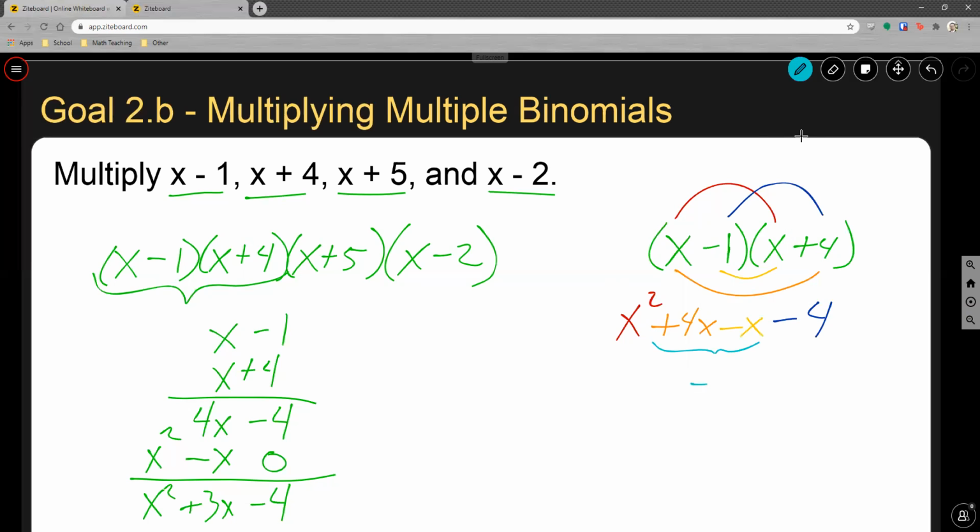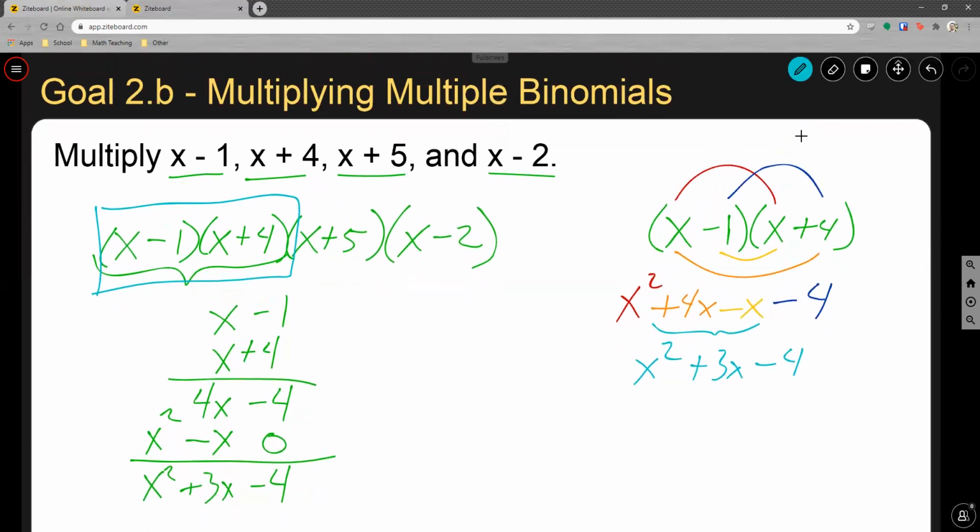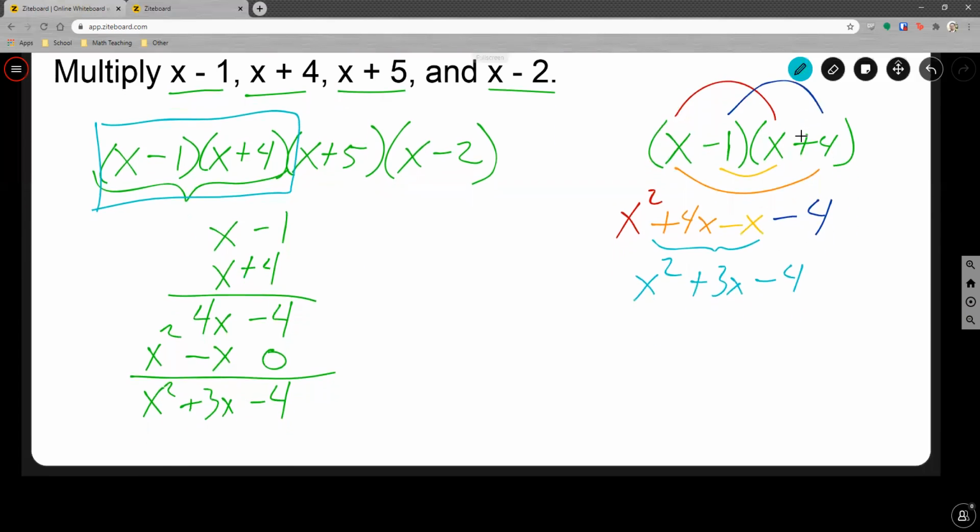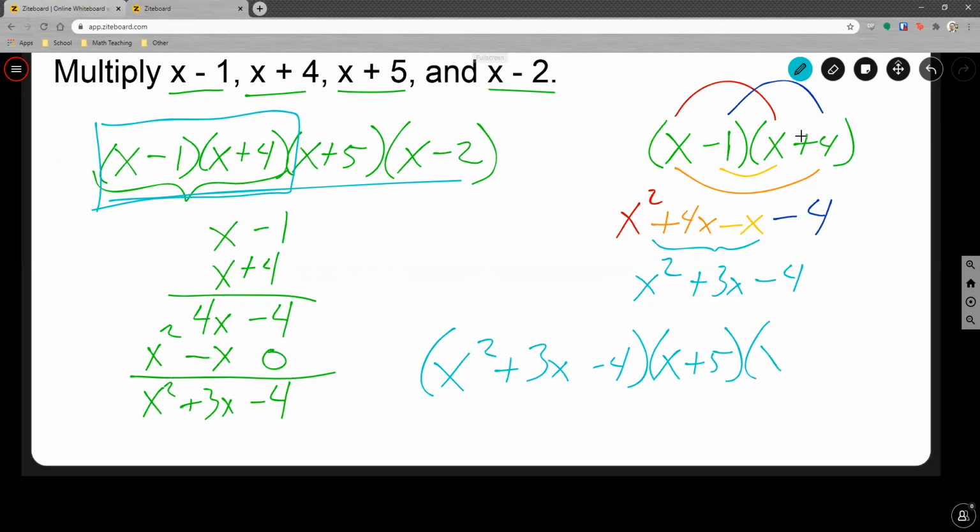I get positive 3x there, and I bring down the other pieces. And sure enough, I've got the same expression. Now that I've multiplied the first two terms together and gotten x squared plus 3x minus 4, I can continue multiplying. I'm going to rewrite this expression as x squared plus 3x minus 4 times x plus 5 times x minus 2.